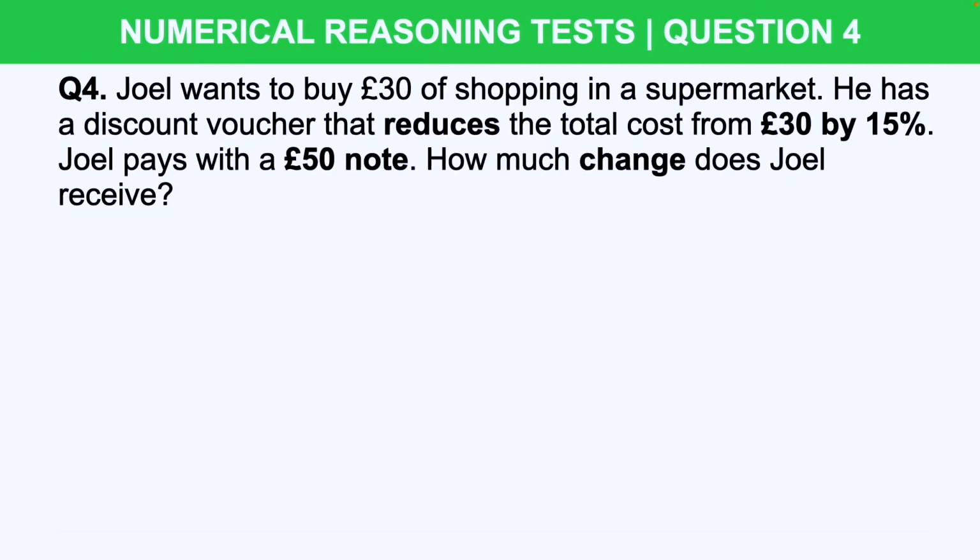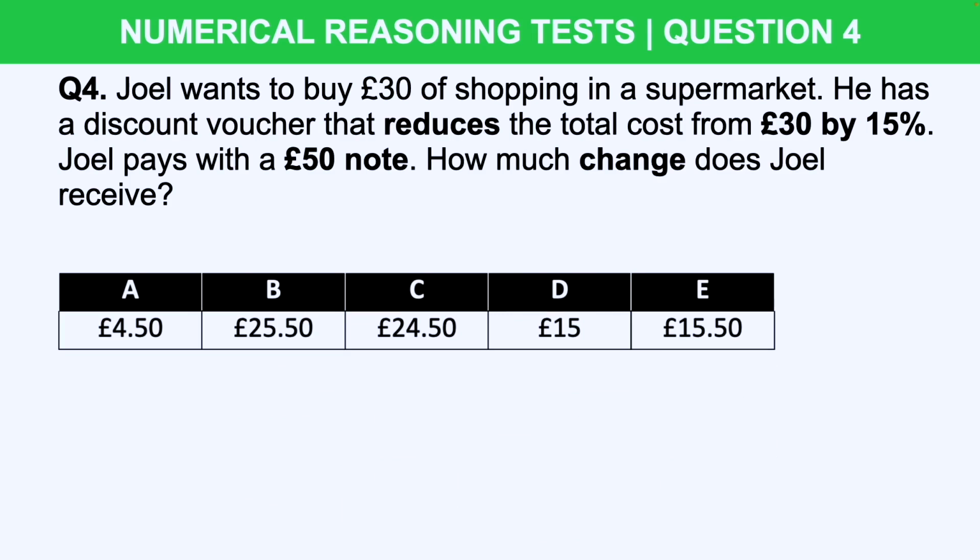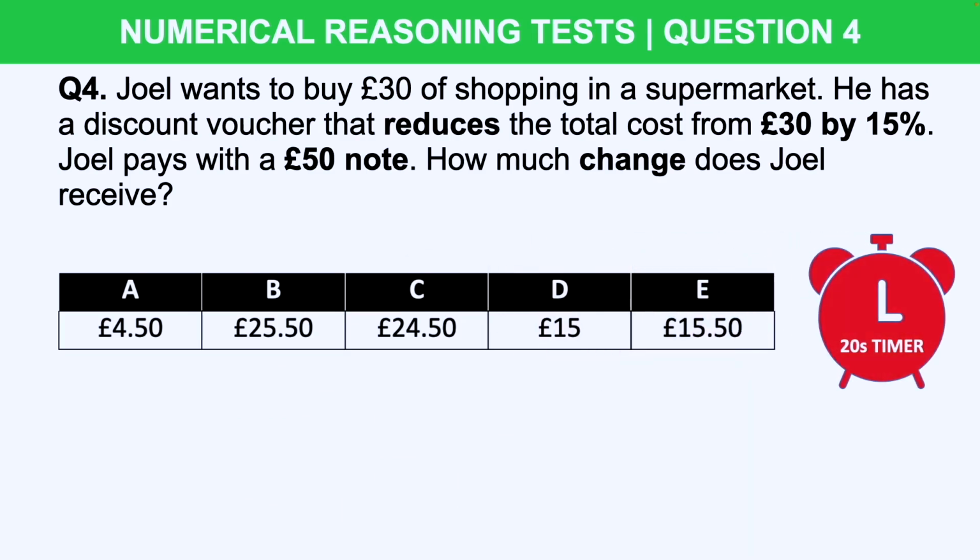Okay, question 4 is this. Joel wants to buy £30 of shopping in a supermarket. He has a discount voucher that reduces the total cost from £30 by 15%. Joel pays with a £50 note. How much change does Joel receive? Is it A, B, C, D, or E? You have 20 seconds on the timer to work this out, starting now.